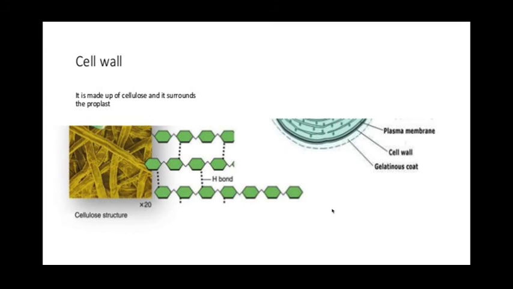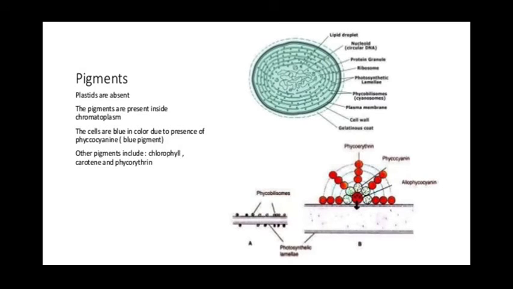So this is the cell wall structure. You can see the plasma membrane here. You can see the cell wall here. And this is the gelatinous coat you can see. Cell wall is made up of cellulose and it's surrounded by the protoplast.